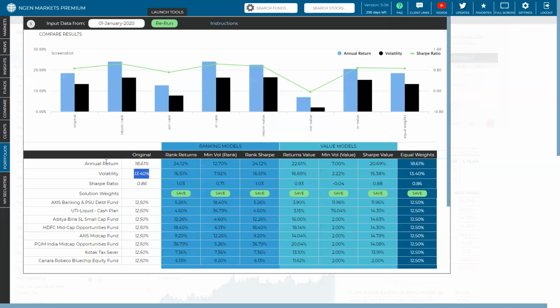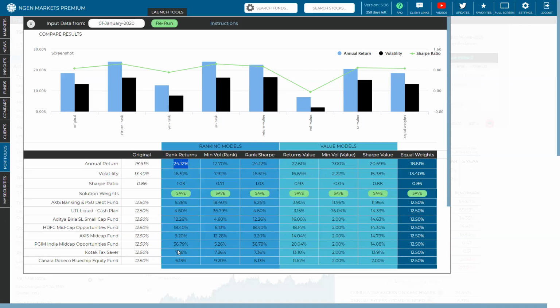So here you will see that the annual return from 18% has become 24%. That's close to a 6% jump in the annual return. That means your portfolio had the potential to generate a 24.12% return if the allocations of the components in the portfolio had been these.